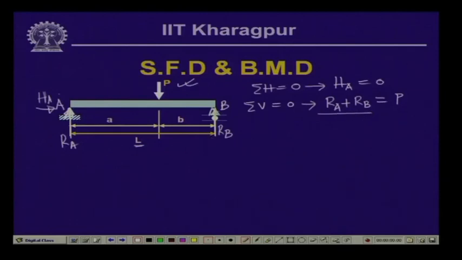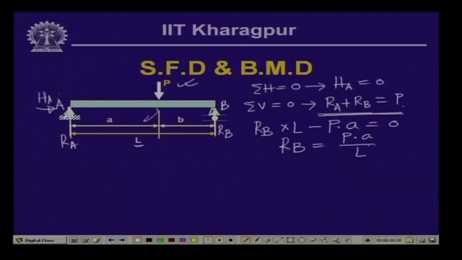R_A and R_B are acting upward, P is acting downward. So, if we consider upward as positive, this is negative. So, R_A plus R_B minus P equal to 0 gives us R_A plus R_B equal to P. Now, if we take the moment of all the forces with respect to support A, then we have R_B into L, which is in the anti-clockwise direction, and the load P causes bending moment in the clockwise direction. So, minus P into a equals 0. This gives us a value of R_B equal to P into a by L.